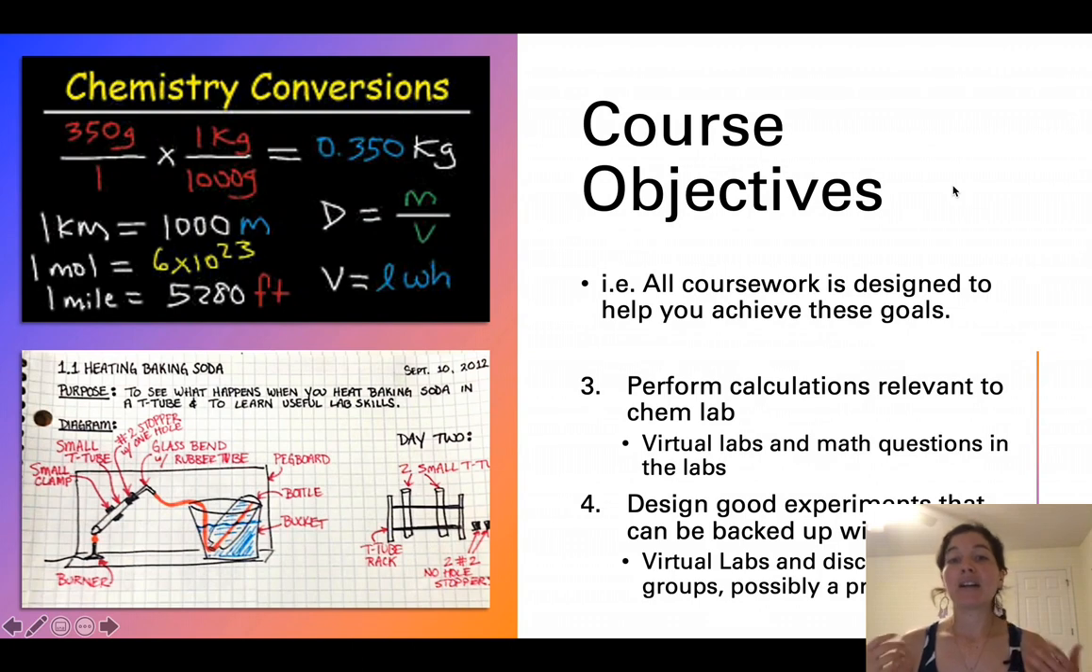And then another course objective is for you to perform calculations relevant to chemistry lab. So that's math relevant to chemistry. That is chemistry math. So that is another course objective. And then the last one is designing good experiments that can be backed up with evidence. So you all will be working together a lot of times, making experiments and designing these, discussing these, trying to figure out how to do things in the Beyond Labs space. So because we have a virtual lab, these four things are going to be the focus of this course.